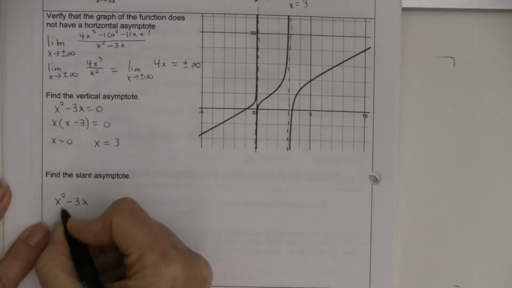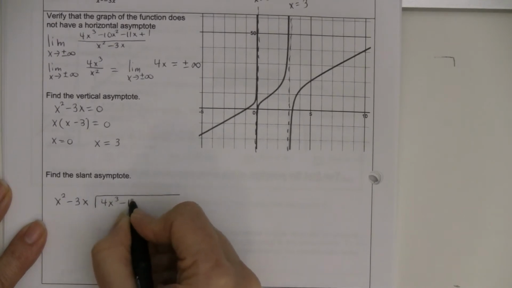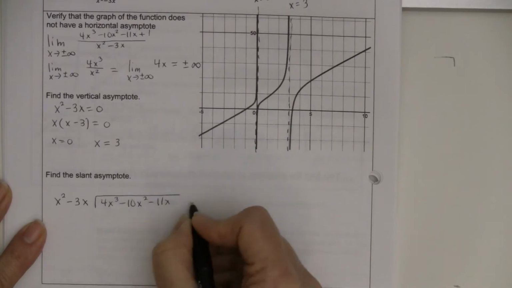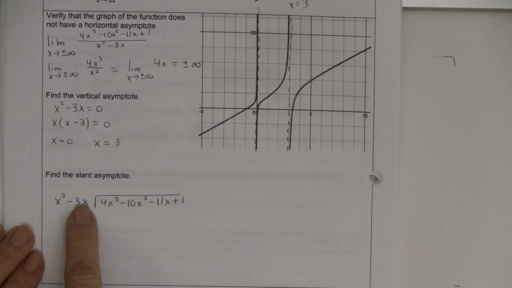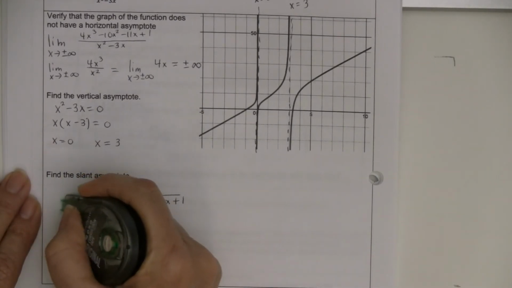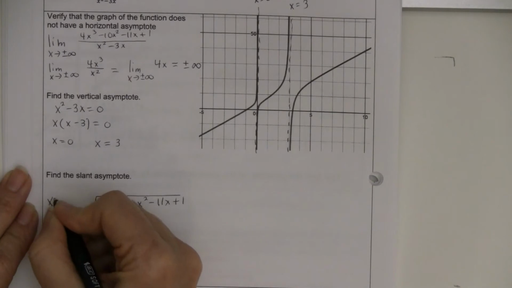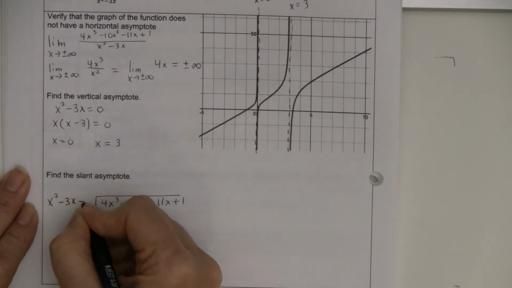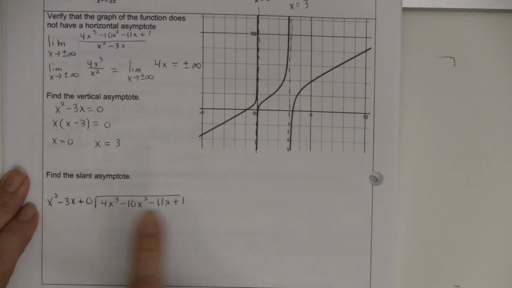So I'm going to divide in here x squared minus 3x into 4x cubed minus 10x squared minus 11x plus 1. And you don't want to have any missing terms here or here. And so you might be saying, hey, you have a missing term right there. And I'm going to agree with you, and I'm going to put plus 0. And so I'm going to back this up and put plus 0 there. I could probably get away without doing this, but just to be extra careful. And so now I have x squared, x, and x to the 0, no x. X cubed, x to the second, x, and no x. So I have the whole thing.